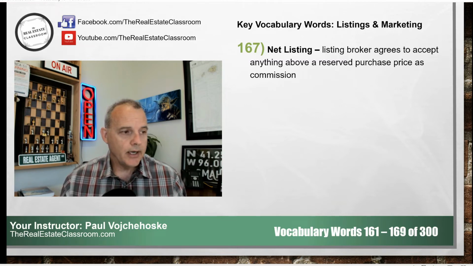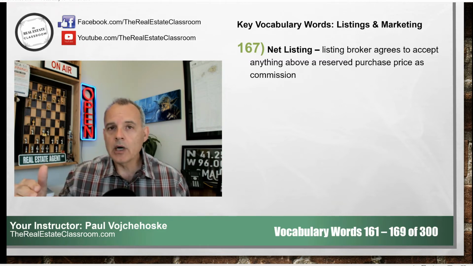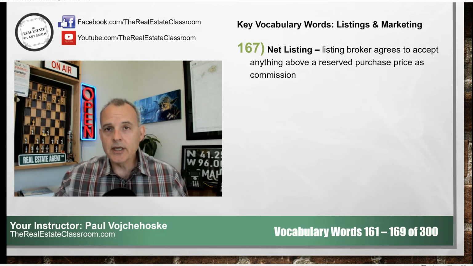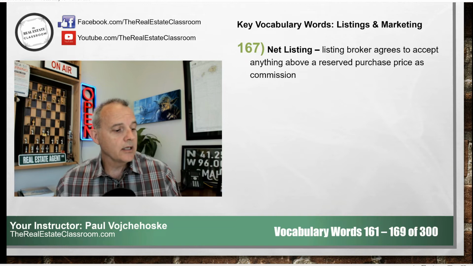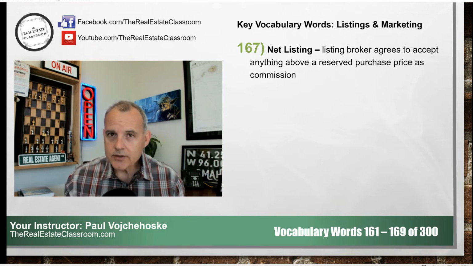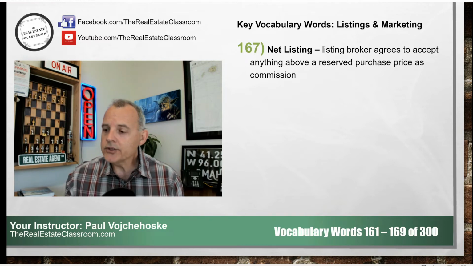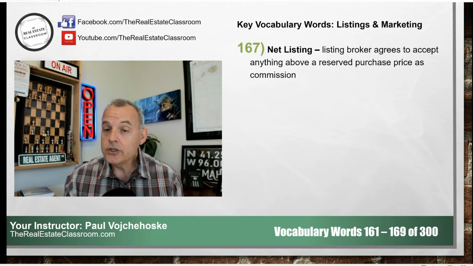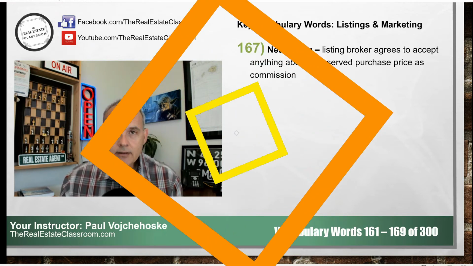So the listing broker lists it for $125,000, and a deal comes together. It goes to closing. The seller gets their net of $100,000, and then the broker gets to keep the difference as a commission. Again, these are not legal in most states. So make sure that when you're studying for the state side of your exam, you know whether in your state a net listing is legal or not.